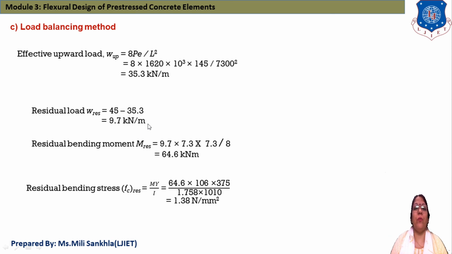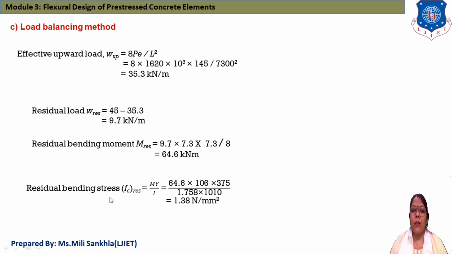Now we find the moment due to this residual load, that is equal to WL squared by 8. W is equal to 9.7, the distance will not change, that is 7.3, divided by 8, and the residual moment due to this residual load is equal to 64.6 kilonewton meter.